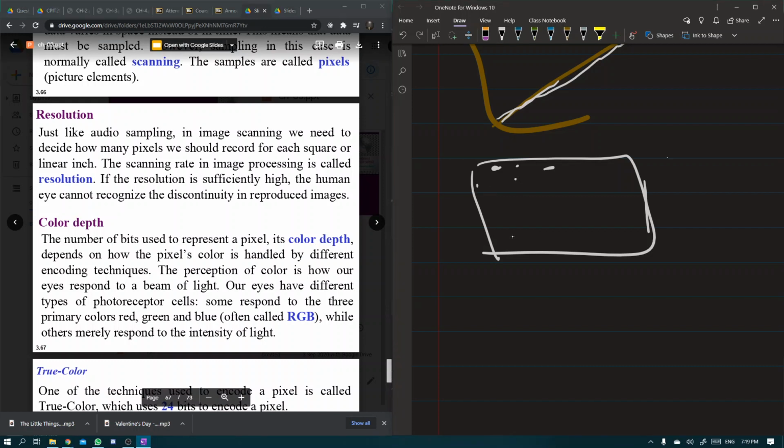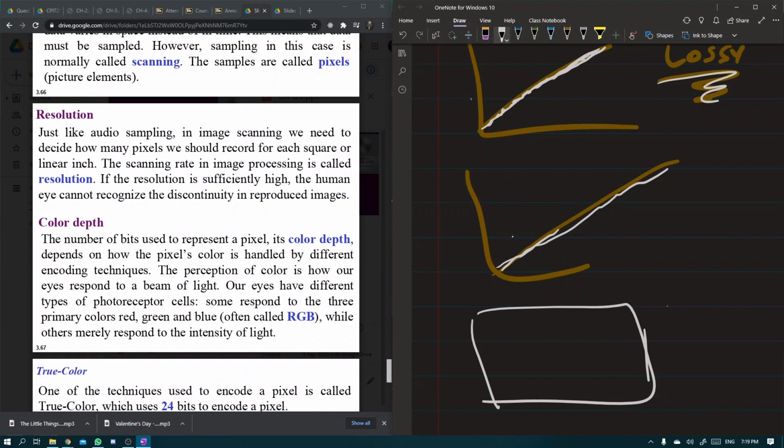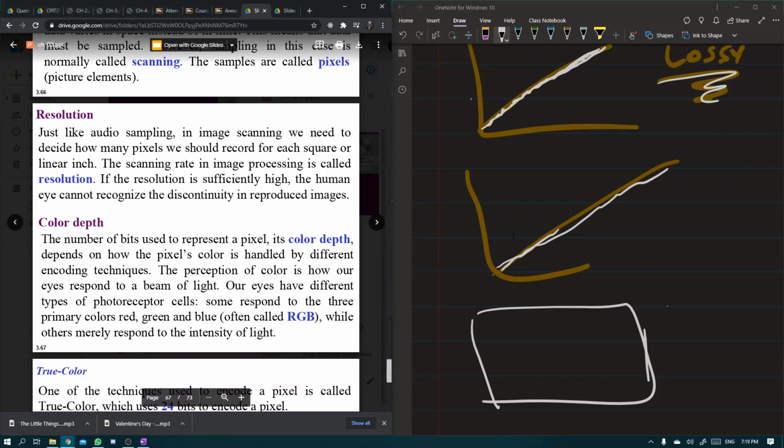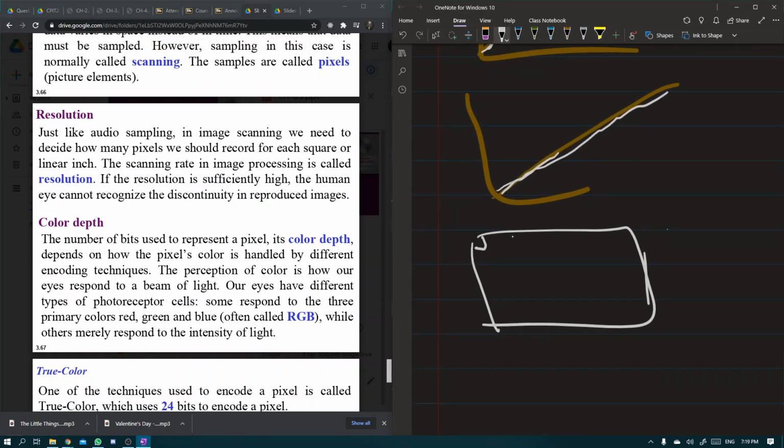And of course we're taking an approximation, but usually this approximation is quite good because the resolution is too big for you to make out the pixels. If you look close, you'll see the pixels.